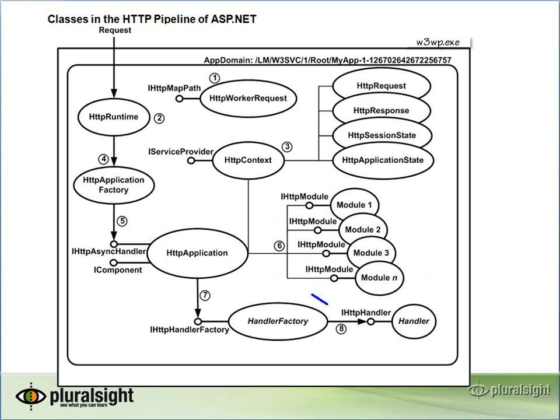And then number three is right here, the actual HTTP handler class. You can write your own HTTP handlers and have them process their own custom extensions to do something interesting. Okay? So build applications, build modules, or build handlers. Those are the options you have for extending the pipeline.